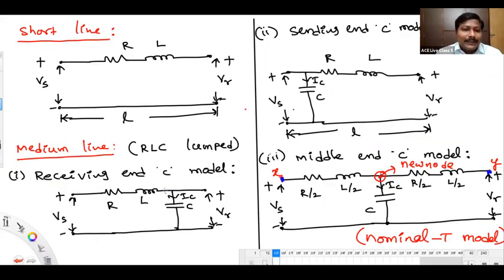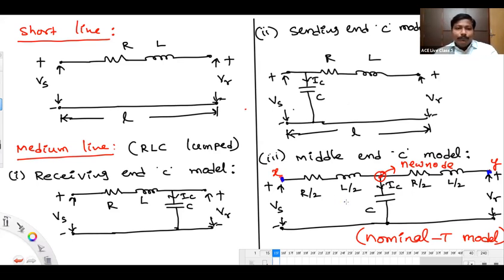Tell me, receiving end capacitor model: is it a symmetrical one or an unsymmetrical one? Receiving end capacitor model, unsymmetrical, definitely. First I am seeing RL, then C. From the other side, first C, then RL, not the same. Sending end capacitor model: first C, RL; from the other side, RL, C, not the same.